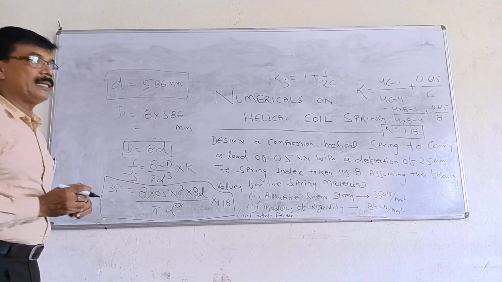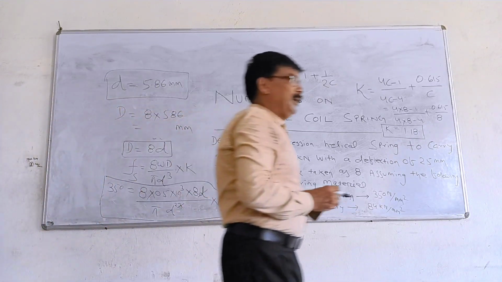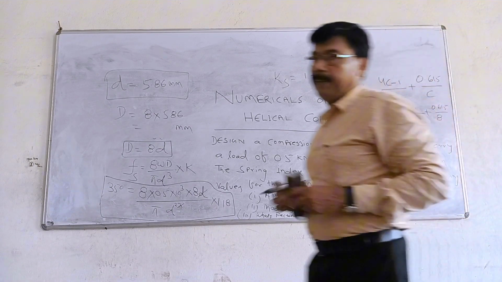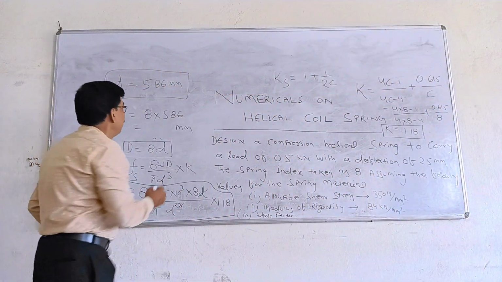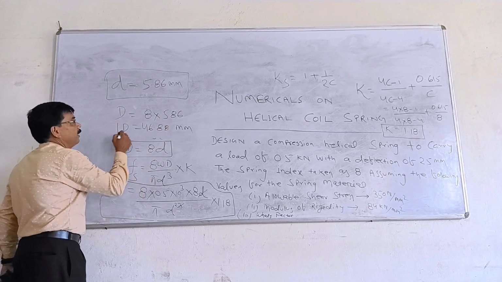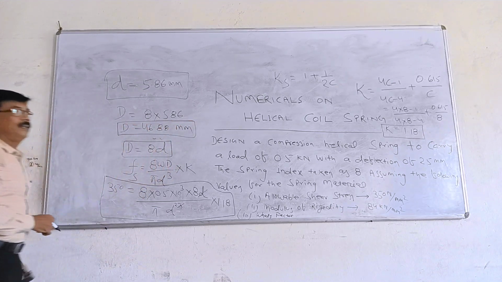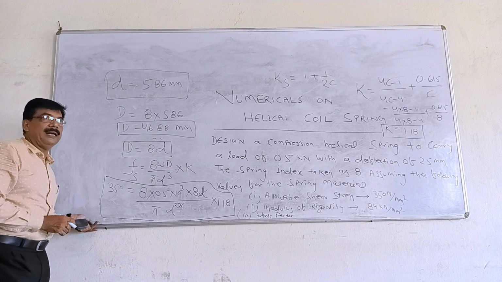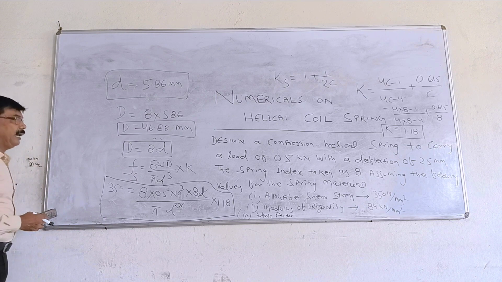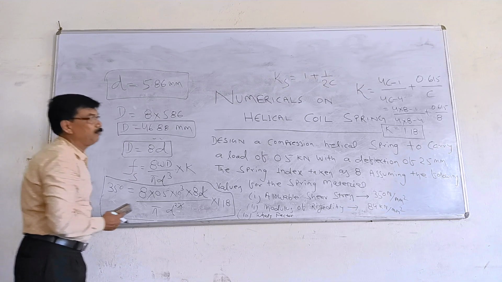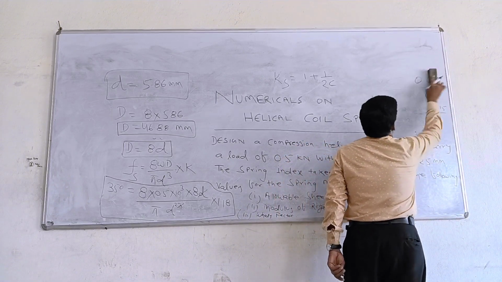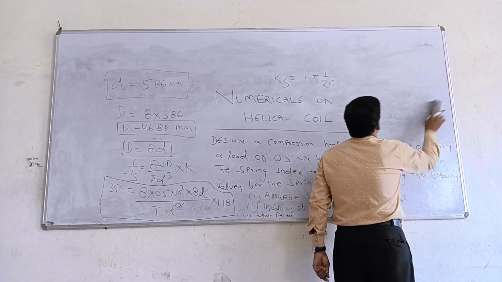8 into 5.86 value capital D is 46.88 mm. So this is 46.88 mm, this is capital D. Right? So measure parameter capital D and small d. Find out. Next, n, number of active coil. So go for number of active coil. That is n.